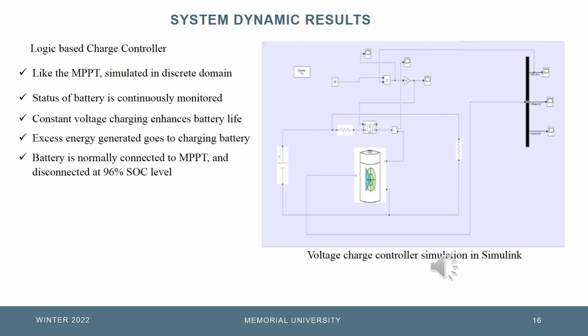We created a different file as compared to the previous MPPT-based controller model. The reason is that the switching frequency of the buck converter is quite high, so the step size is quite small. In this case, we need a large step size to simulate this model. The reason is that charging the battery requires quite a long period of time, and the battery is normally connected to the MPPT, but when it reaches the predefined 96% SOC level, it gets disconnected.